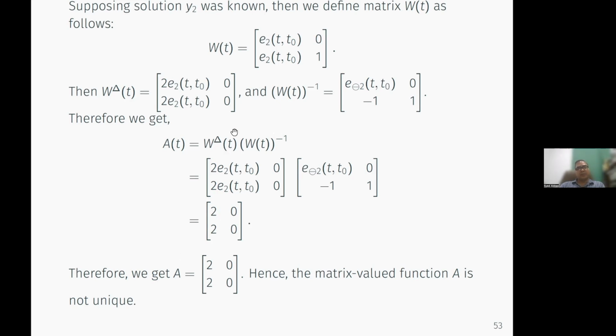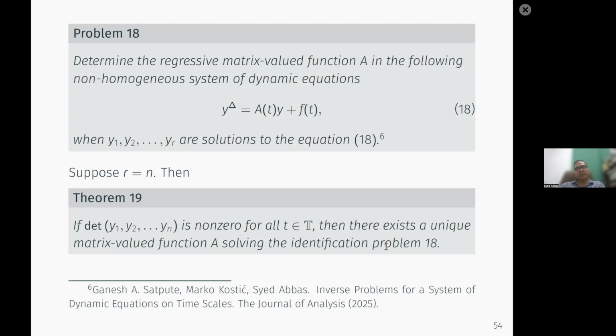So for this solution, we are getting this matrix, and the previous matrix is also a solution. This one has a solution, which means in this case, the matrix is not unique. So A2020 also gives this solution, and the previous matrix also gives this solution. Okay. So these are just to illustrate that in this case, we do not have a unique solution.